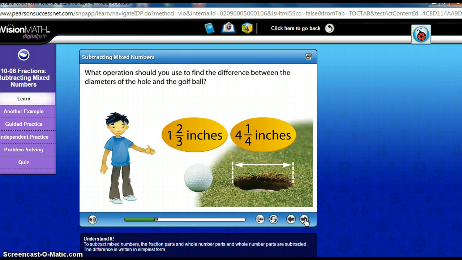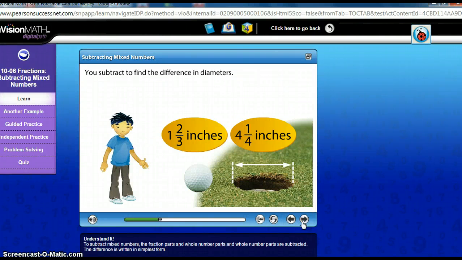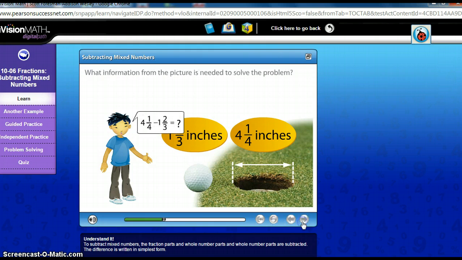What operation should you use to find the difference between the diameters of the hole and the golf ball? The word difference lets us know what, Hope? Subtract. You subtract to find the difference in diameters.